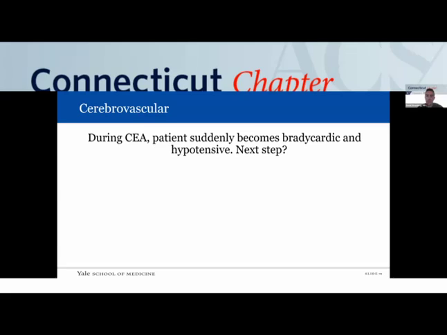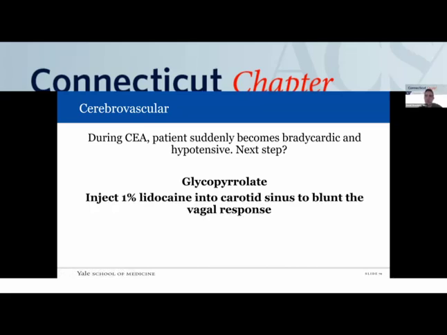And we'll just do one more slide before we do questions. So let's say you have a patient that's during a carotid endarterectomy suddenly becomes bradycardic and hypotensive. So what's your next step? So this is likely a vagal reaction. And so typically give them glycopyrrolate. And I also inject 1% lidocaine into the carotid sinus. And so this blunts that vagal response.